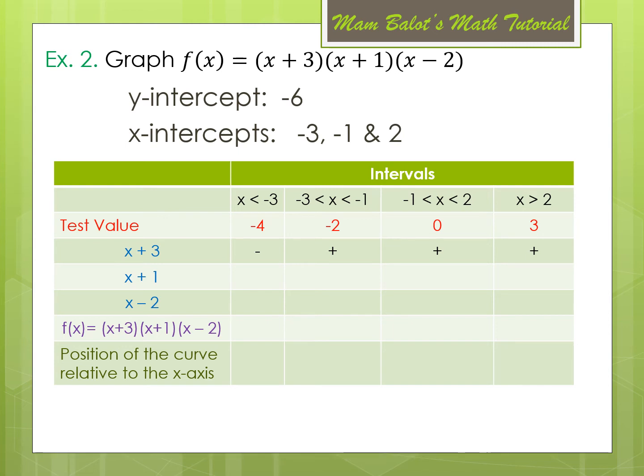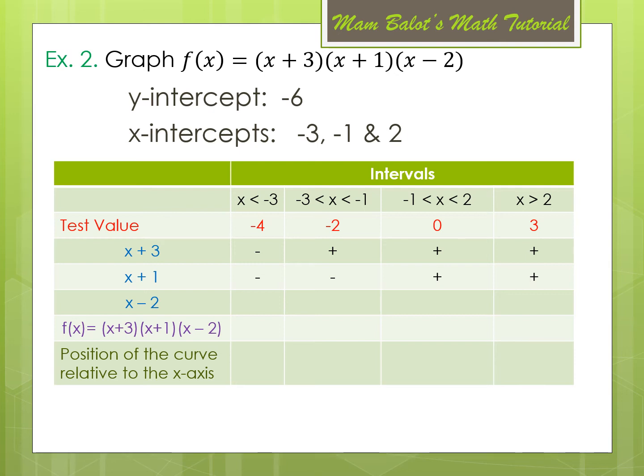The next factor is x plus 1. We have negative 4 plus 1, that is negative 3, so the result is negative. Then negative 2 plus 1, the result is negative 1, so we also have a negative. Then 0 plus 1, that is 1, so we have a positive. And then 3 plus 1 is equal to 4, so positive also.